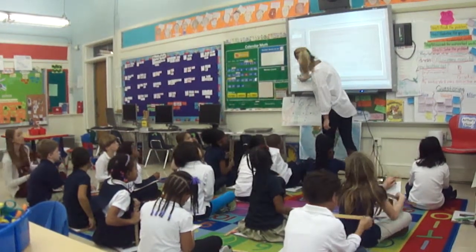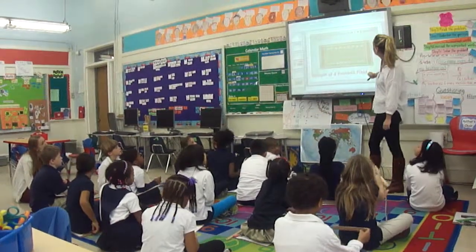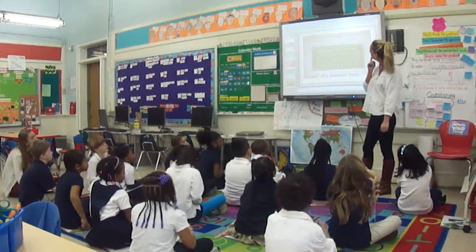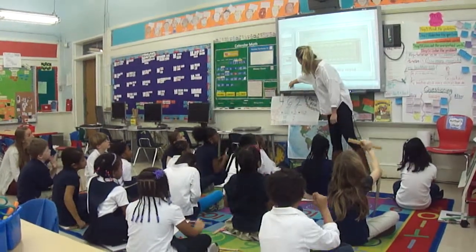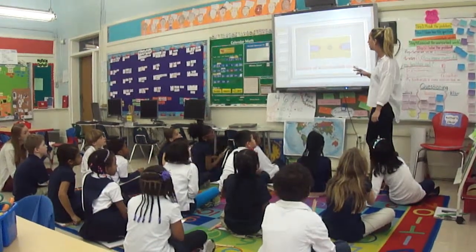Alright, so now we're going to look. We know that the length of a football field is 100 yards. We know that because they put the increments on the football field. So then, we know that the length of a basketball court is about 28 yards.